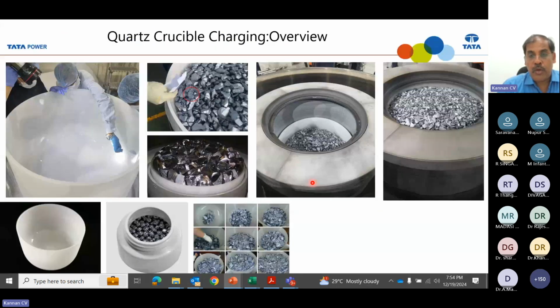When you load this, the crucible wall is a silica crucible, and after melting, the silicon will have direct contact with the crucible wall. And since it's a SiO2-based crucible, there's a chance that a lot of oxygen may diffuse from the crucible into the melt. Also, to avoid the melt directly contacting the silica crucible wall, they use some barium carbonate.